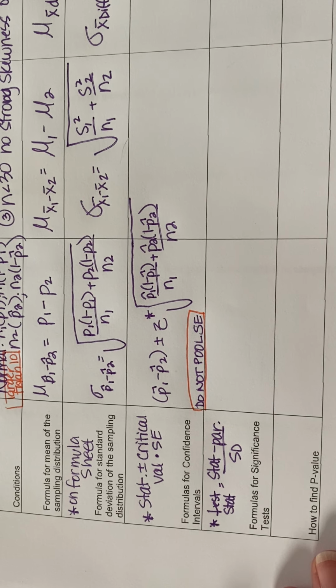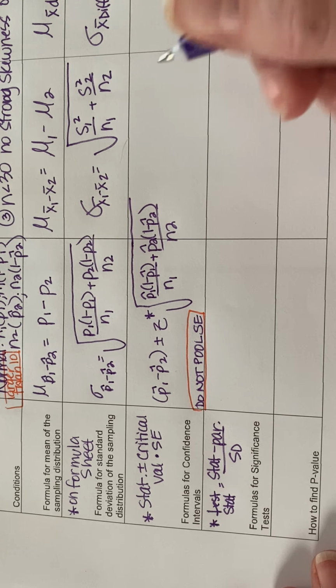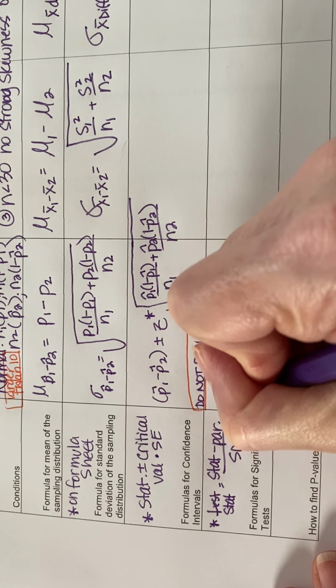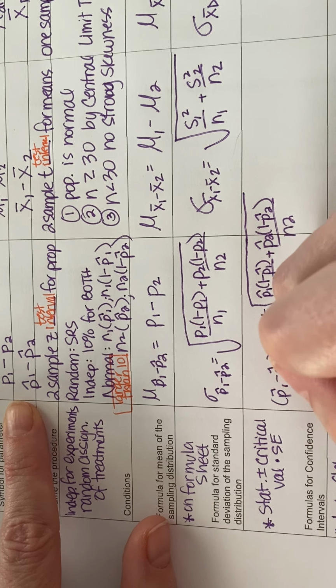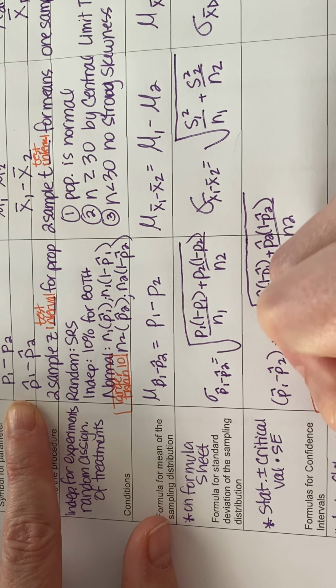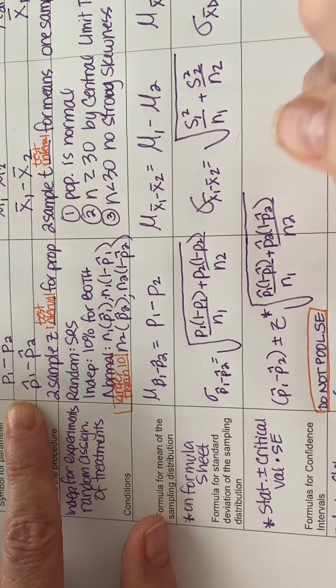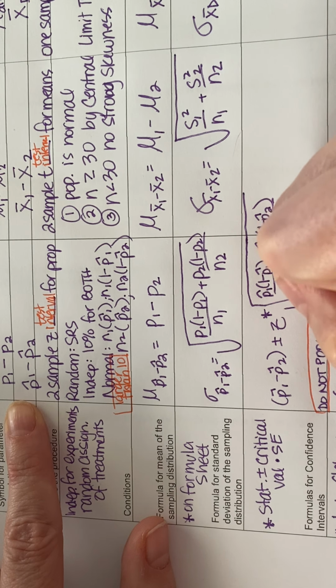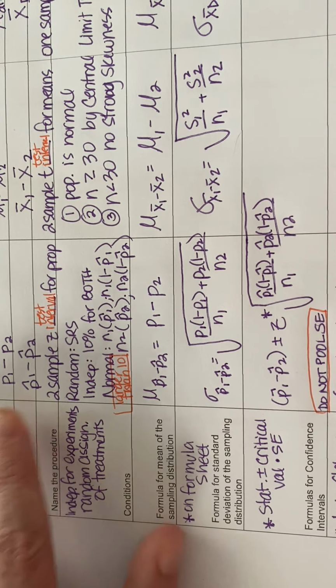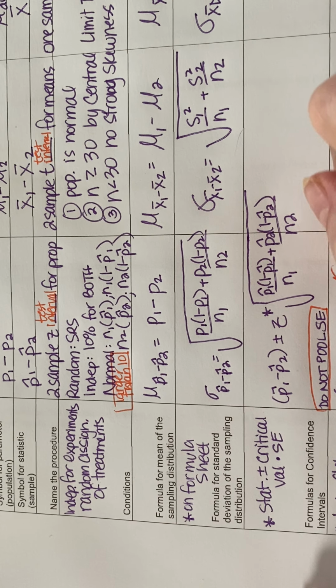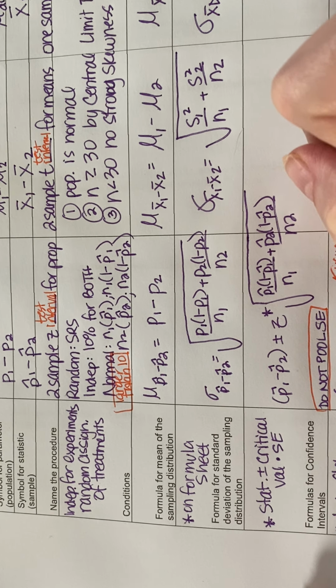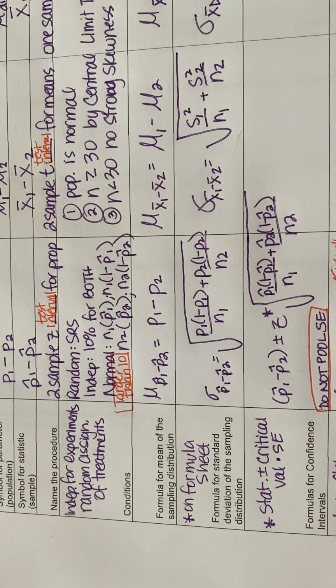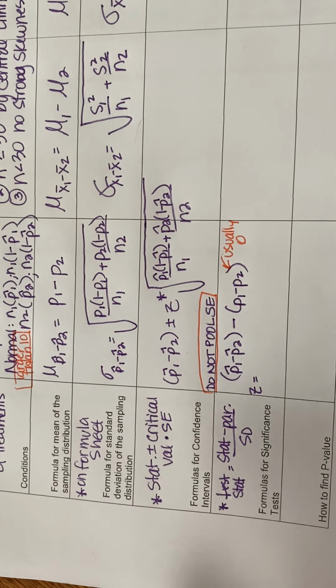So your formula for your significance tests for proportions is z. Your statistic, if you look, is right here, p hat 1 minus p hat 2, minus your parameter, so p1 minus p2. This is usually 0. It doesn't have to be. But, oops, you can't see, sorry. It's usually 0, but sometimes it might not be 0.